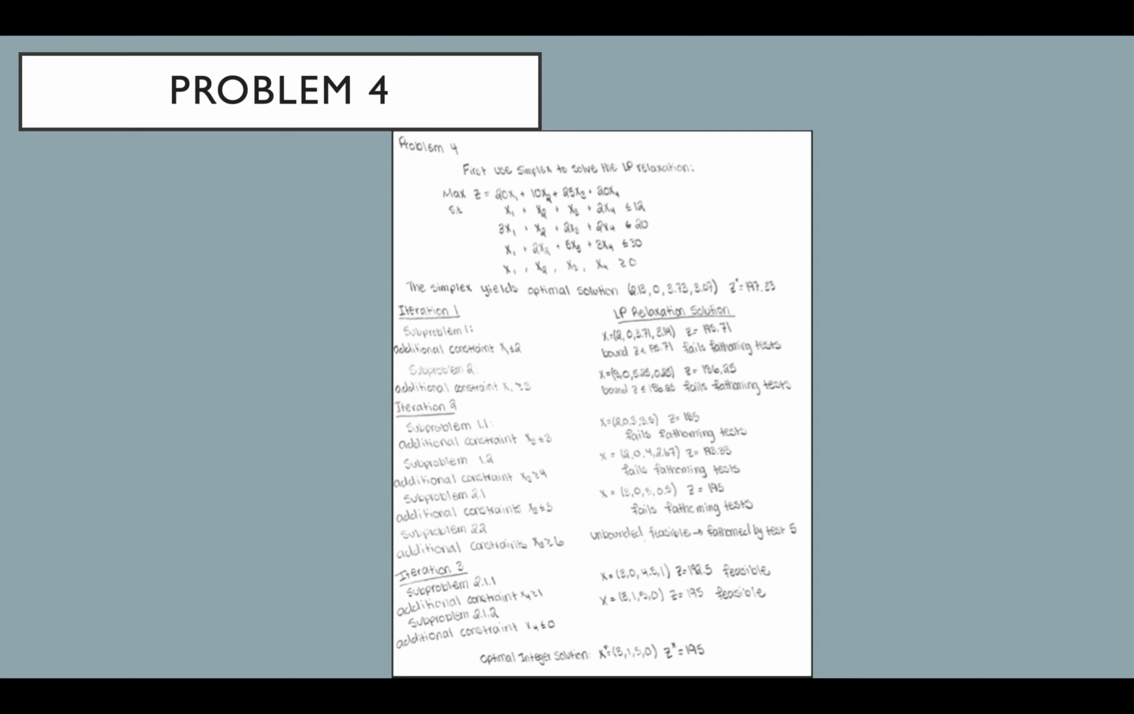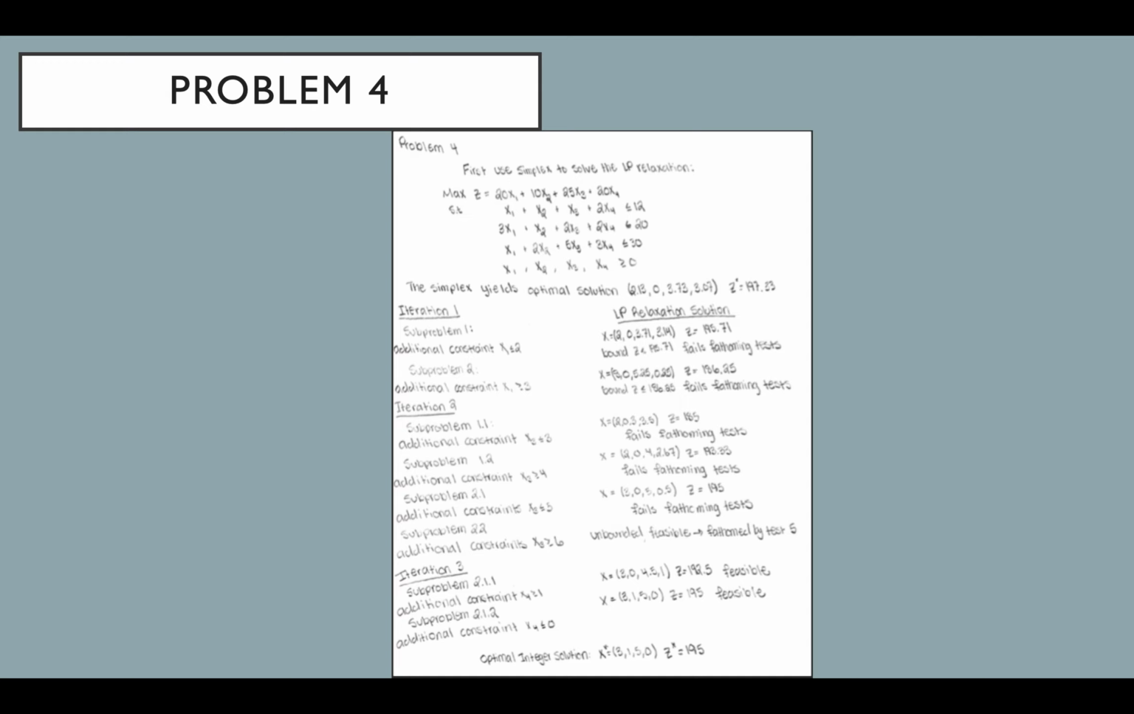We begin by using the simplex method to find the optimal solution of the equivalent LP relaxation problem. Using software, we obtain the optimal solution of x equals 2.13, 0, 3.73, 3.07 with an objective function value of 97.33, which we know is an upper bound of the integer solution of the original problem. The algorithm begins at iteration 1. We choose x1 as the first variable to branch on, creating two subproblems: x1 less than or equal to 2, and x1 greater than or equal to 3.